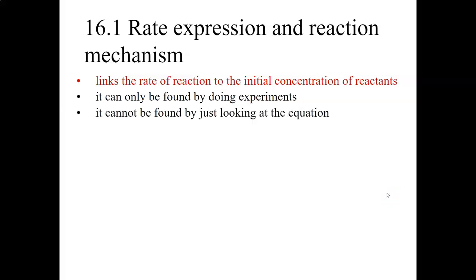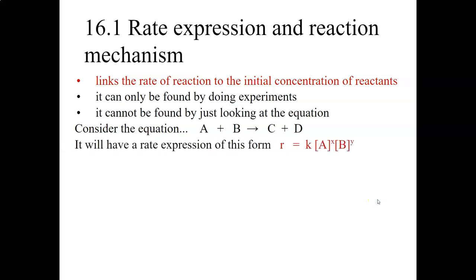Okay, unlike Kc, and this is where a lot of people get themselves confused, you cannot just look at the chemical equation to find the rate expression. So, I've been very creative here, as usual. I've got a random reaction which I've called A plus B going to C plus D, and let's see what the rate expression, or rate equation as it's sometimes called, will look like for this.